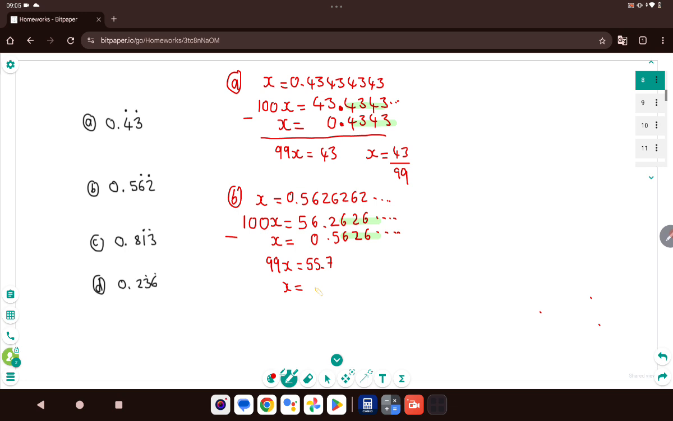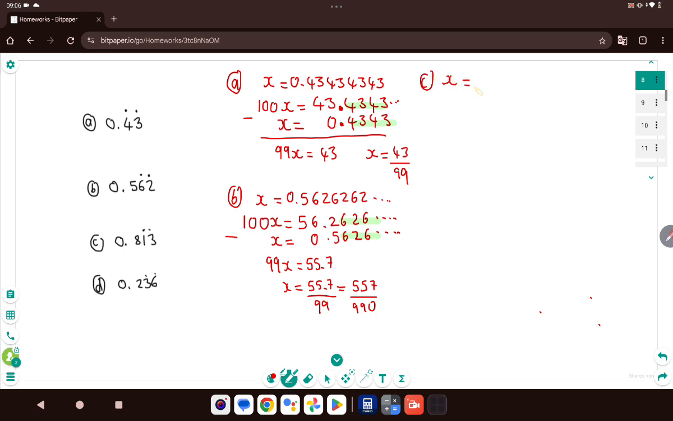Divide both sides by 99. Times both sides by 100. Let's get rid of that decimal. And pop it in the calculator to see if it simplifies. No, it doesn't.